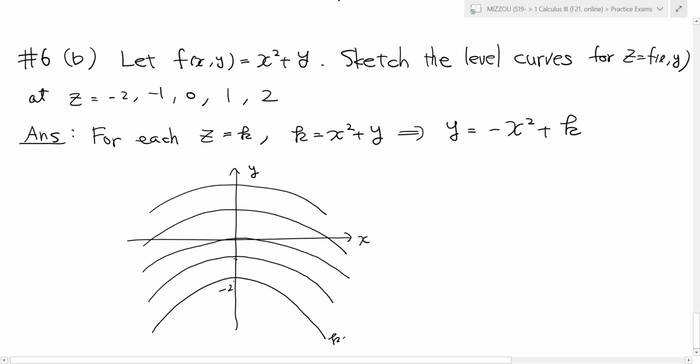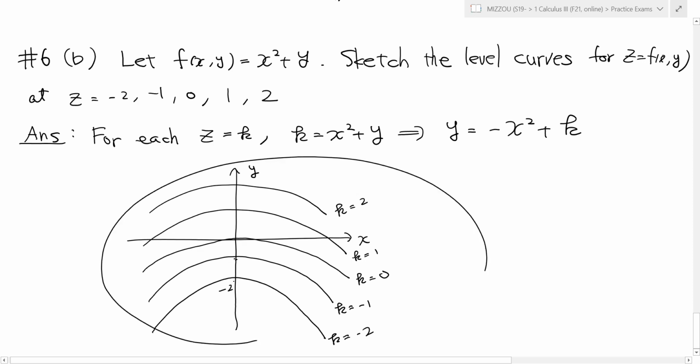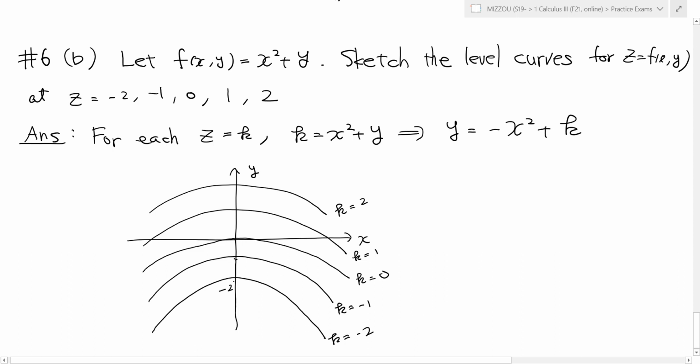This is k is equal to -2, k is equal to -1, k is equal to 0, k is equal to 1, and k is equal to 2. Okay, so essentially if you draw a picture like this, that will be enough. All right, so this is the end of the practice exam.